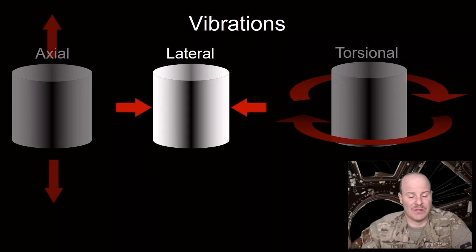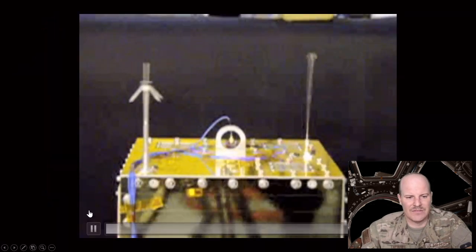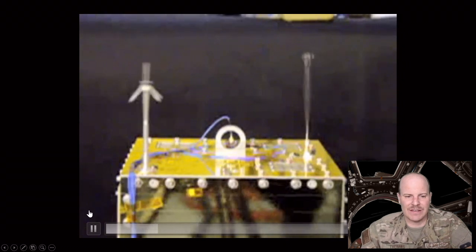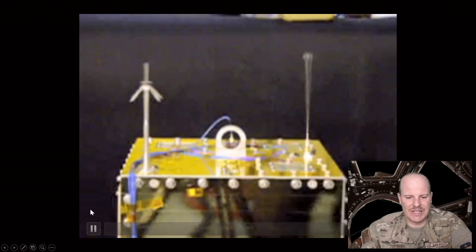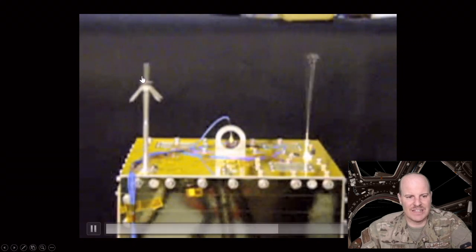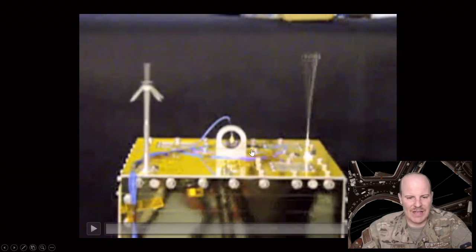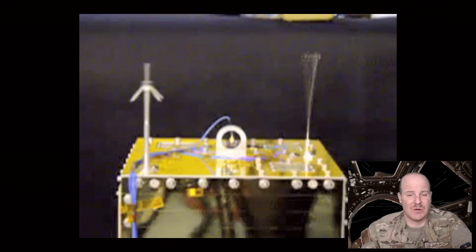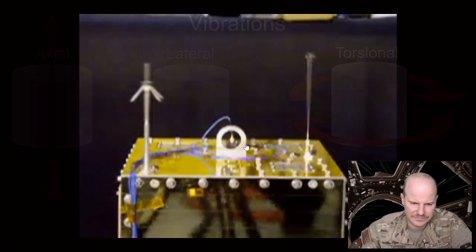Next, I'll show you an example of a lateral load. Here's a quick video of FalconSat being vibrated on the vibe table. It's being vibrated at a particular frequency, which is causing the antennas that you can see on the top here to shake around pretty violently. That's something we have to take into account. If we don't take into account the fact that these antennas are going to shake during the launch, they could potentially break off. So that's what lateral loading looks like.